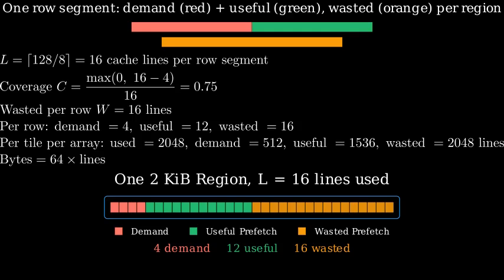Now try T equals 128, then L equals 16 cache lines per row segment. Coverage becomes (16 minus 4) over 16, which is 75%. Wasted per row is 32 minus 16 equals 16 lines. Per tile per array, there are 128 times 16 equals 2,048 used lines, 512 demand, 1,536 useful prefetched, and 2,048 wasted lines. The coverage improved, but the wasted traffic is still large.